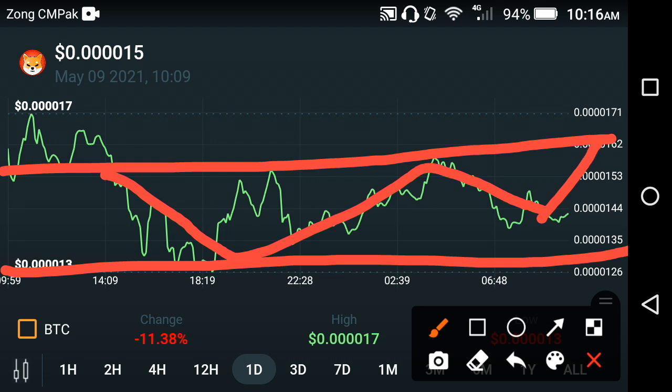Friends, remember that if they break this resistance line, then the resistance becomes support, so I hope it is not so far that they can easily hit 1 USD, friends. What's your prediction about the Shiba token? My prediction is positive at this time, friends. Please share your prediction in the comment box, and the next pump of the Shiba token is coming soon, friends. So wait for it and hold the Shiba token.